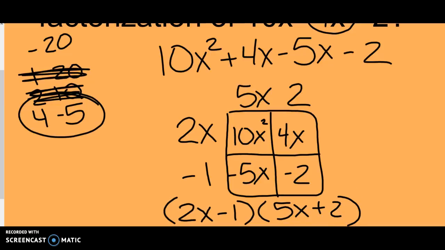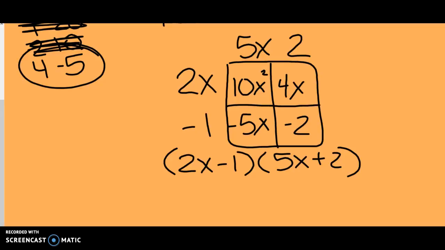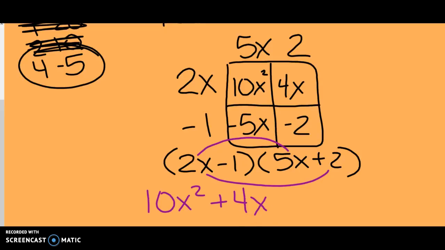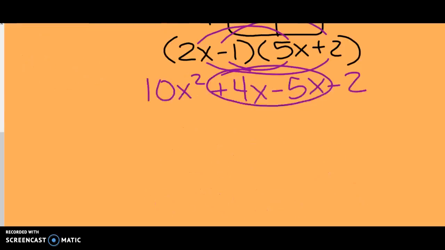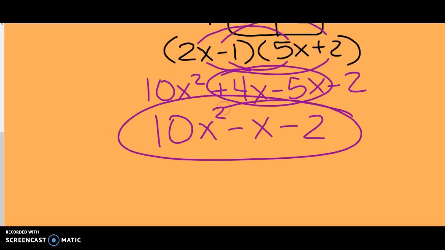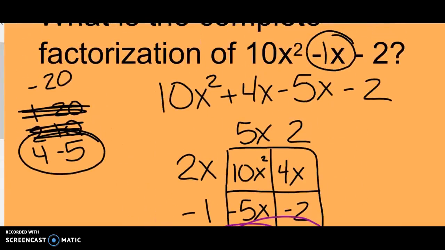And then to check it, let's go back and check. So we're going to do 2x times 5x, we get 10x squared. 2x times 2 is 4x. All right, -1 times +5 is -5x. -1 times 2 is -2. Once you add them together, you get 10x squared minus x, or minus 1x, minus 2. And that is exactly what you had when you started, right there.